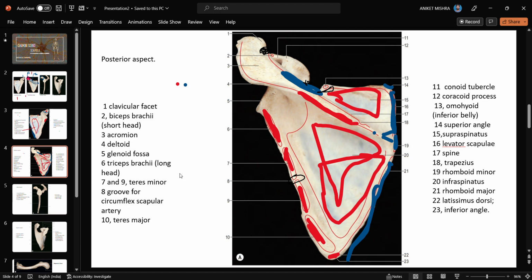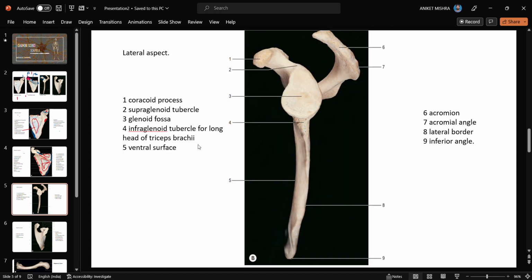When you see the lateral aspect of the scapula, there is a little thick border at the upper two thirds of the scapula. We can only see the landmarks on it. The first one is the coracoid process. The second one is the supraglenoid tubercle. The third one is the glenoid fossa. The fourth one is the infraglenoid tubercle for the long head of the triceps brachii.